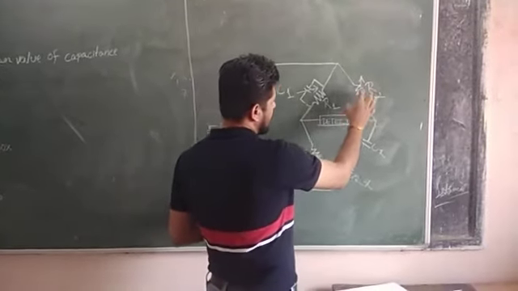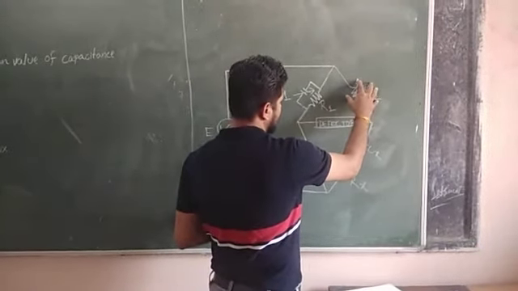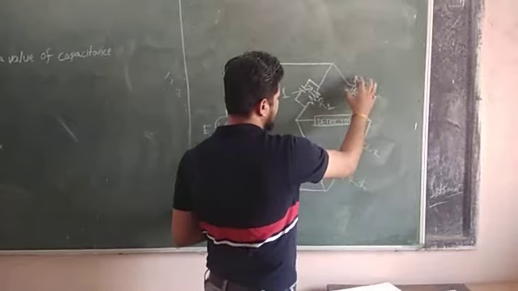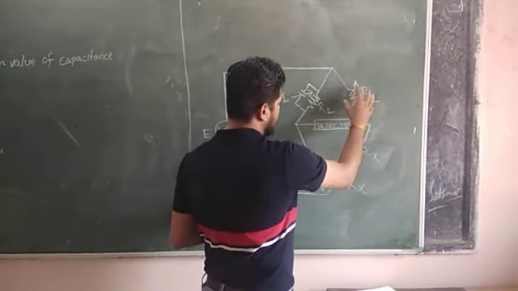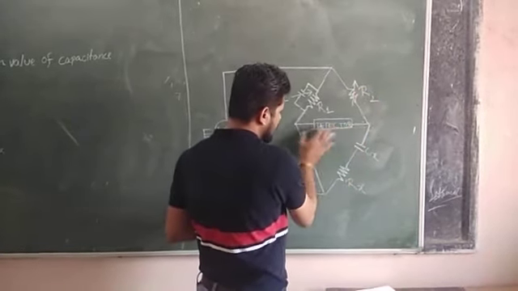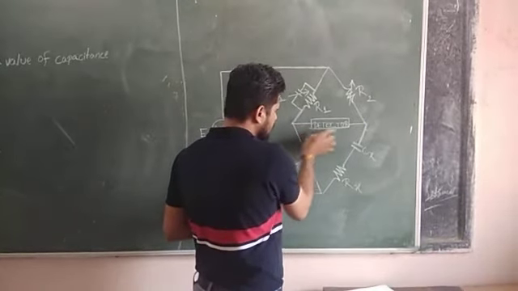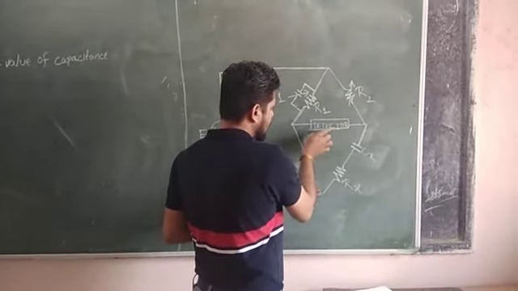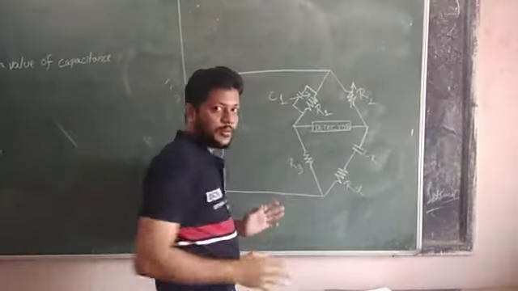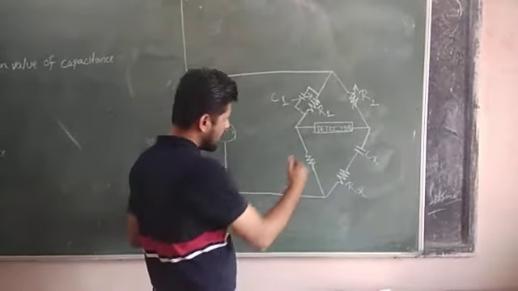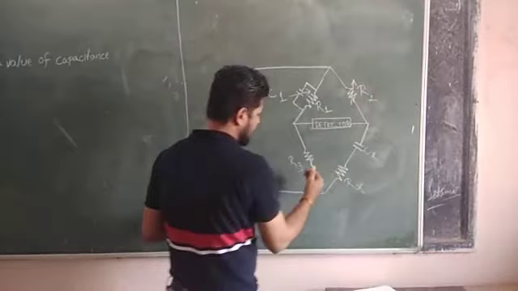Then the second arm consists of R2. This is also a variable resistor. Why are we using a variable resistor? In order to make the adjustment so that through this detector a zero current will flow. And at that point the bridge is balanced. So R2 is your variable resistor.